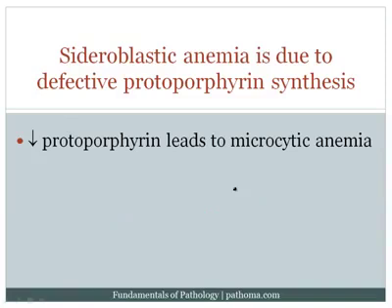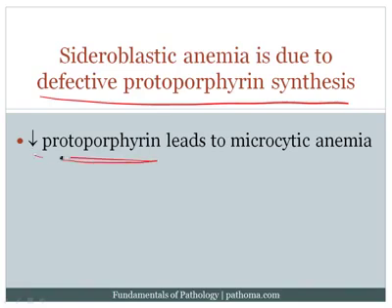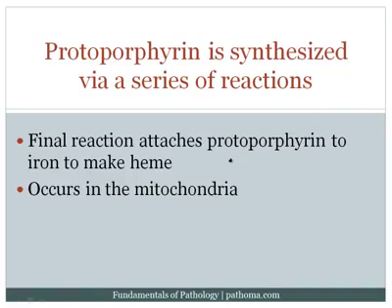So let's read what we have here. Sideroblastic anemia is due to defective protoporphyrin synthesis, and again that decreased protoporphyrin will eventually lead to a microcytic anemia. Now, in order to understand sideroblastic anemia, you then need to understand the biochemistry of protoporphyrin, and here's where things get a little bit complex.